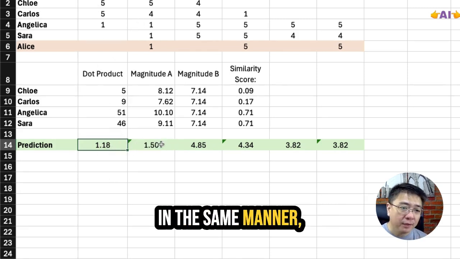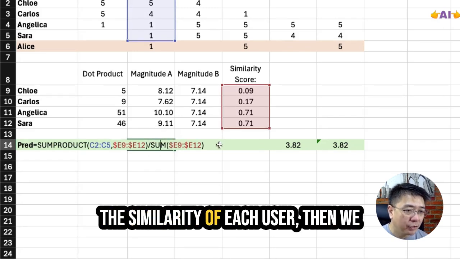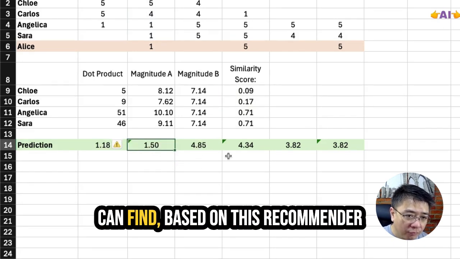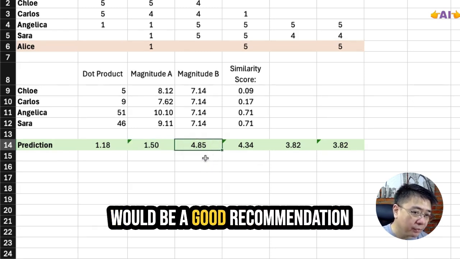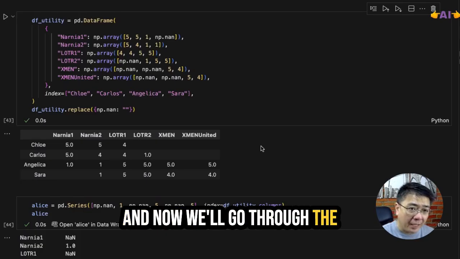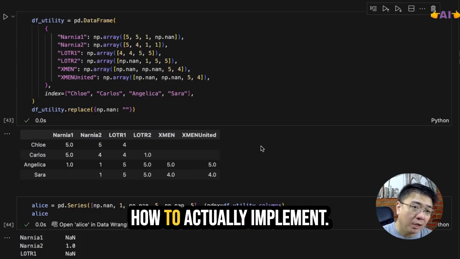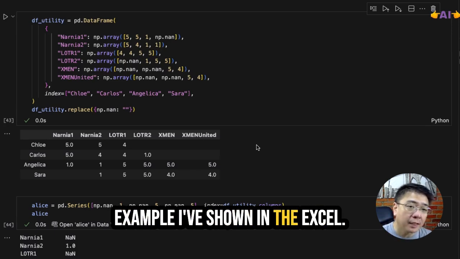In the same manner, we'll multiply the ratings against the similarity of each user. Then we can find, based on this recommender system, that Lord of the Rings would be a good recommendation to Alice, followed by X-Men. And now we'll go through the actual code in Python Notebook, how to actually implement user collaborative filtering using the example I've shown in the Excel.